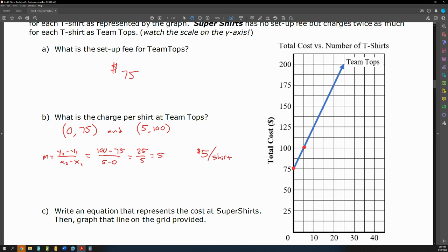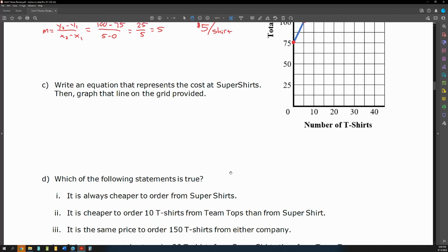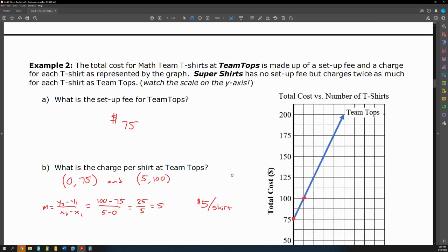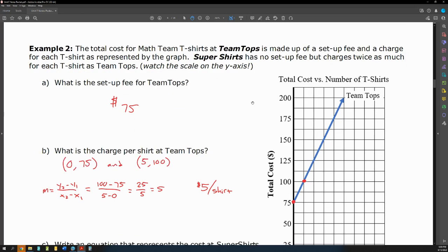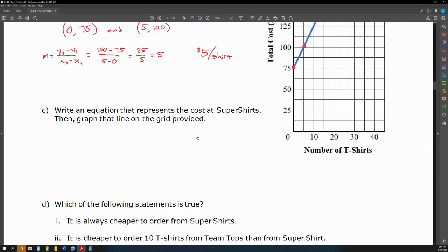Part C, write an equation that represents the cost at Super Shirts, then graph that line on the grid provided. So let's go back and see. Super Shirts has no setup fee, but charges twice as much for each t-shirt. So if Team Tops is charging $5, that means that Super Shirts is charging $10 per shirt. So that tells us that if I were to write an equation, we would have the total cost is equal to $10 times the number of shirts.